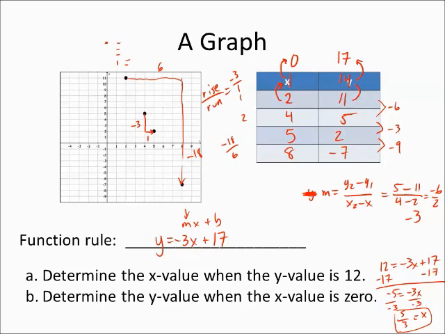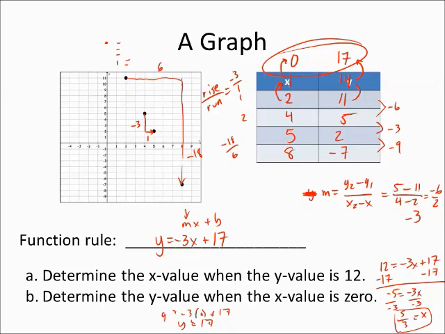Okay, then it says determine the y value when the x value is 0. Well, when the x value is 0, that happens to be the y-intercept. Remember, y-intercept is when x value is 0. So we're going to go y equals negative 3 times 0 plus 17. And negative 3 times 0 is 0, so I end up with y equals 17, just like I expected, because we used the pattern in the table there.